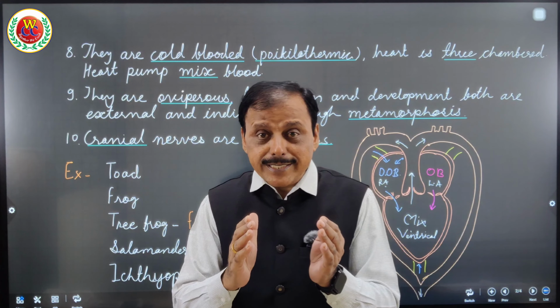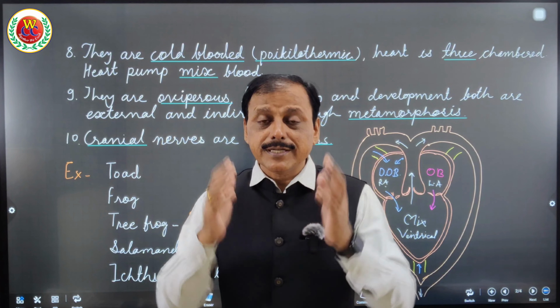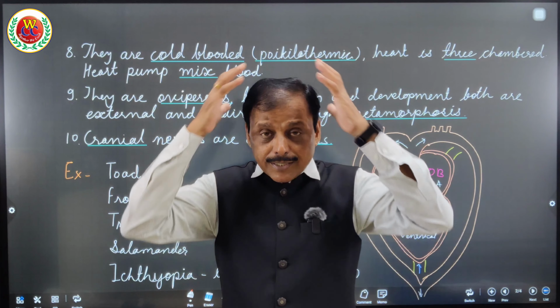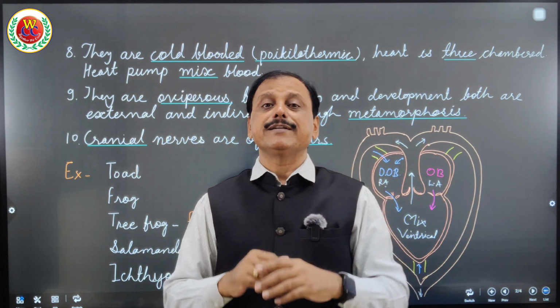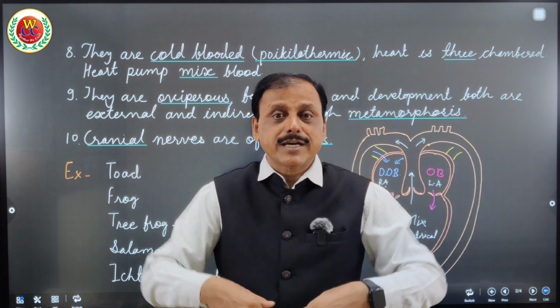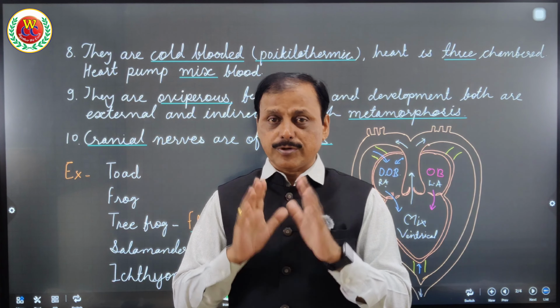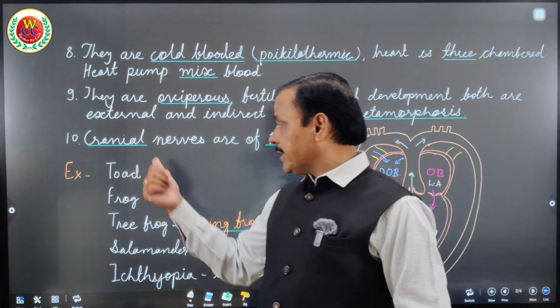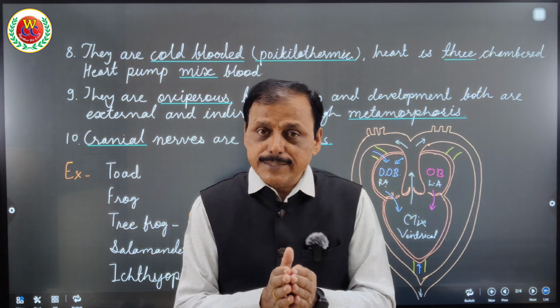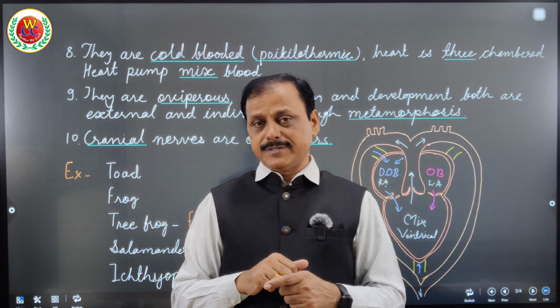They have 10 pairs of cranial nerves. Cranial nerves mean what? Those nerves arise from the brain. Other nerves are spinal nerves, and these two, cranial and spinal nerves, are peripheral nerves. So I hope you got it correctly, how frog is differentiated from reptiles, birds and mammals.